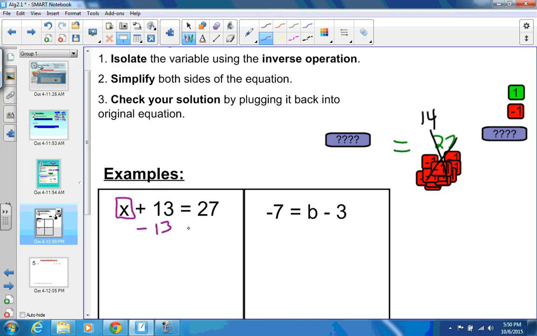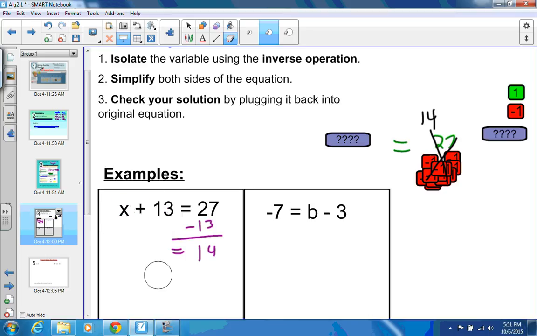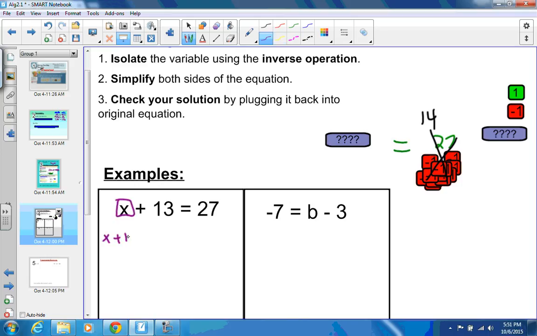Now it's up to you if you want to write it like this. I'll show you that. And you'd cancel these out. Positive 13, negative 13 cancel out. And you just have x by itself equals 14. Or, the way that sometimes works better is to do it side by side. So x plus 13, and then you can subtract 13 from both sides.